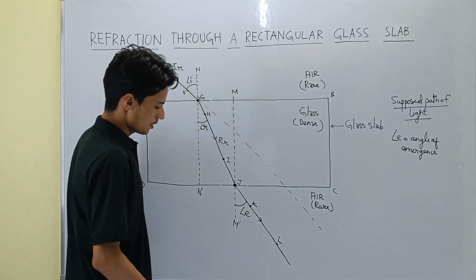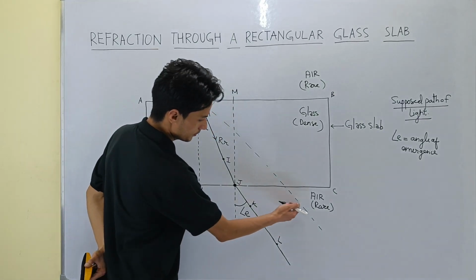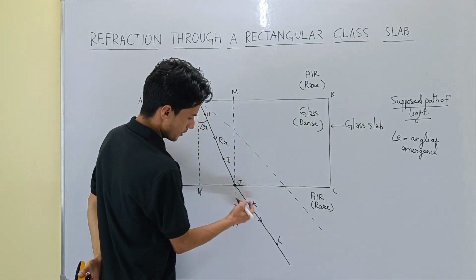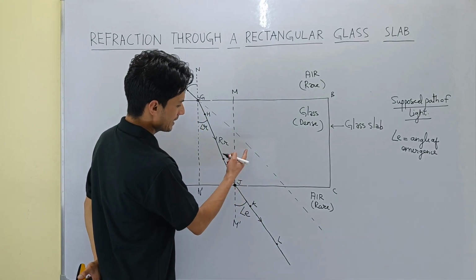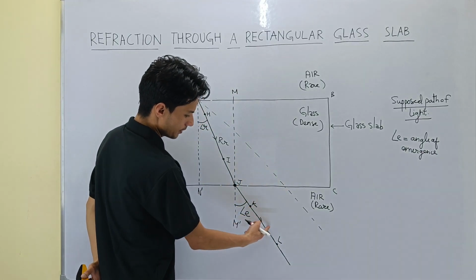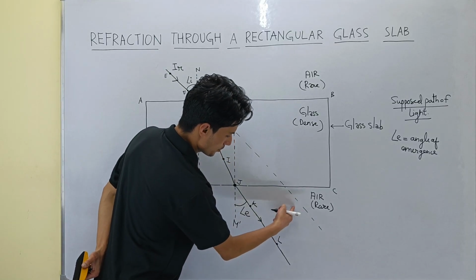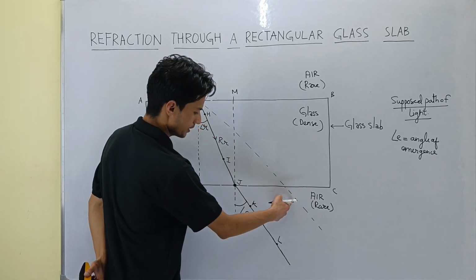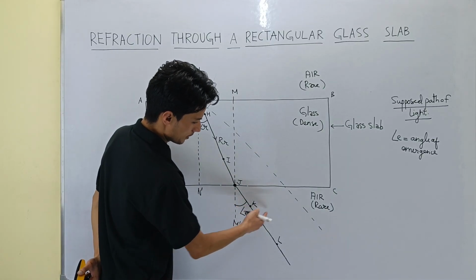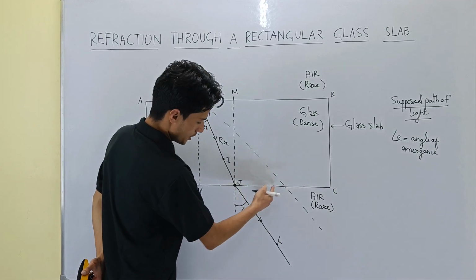So now where do we go? Yes, we go here. Now look at this. This is the final emergent ray coming out of the glass slab, and this is the supposed path of light. If we look at the supposed path of light and the final emergent ray, we find a gap between them. And if we look carefully, this gap is parallel. That means the distance is equal at every point, so it should be parallel.